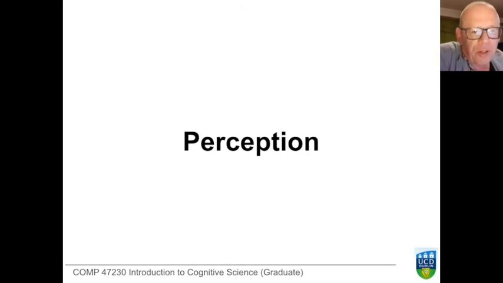We're now entering the fourth topic of this course, and it's a vast field. We're going to talk about perception. Now, this term can be understood in many different ways, and it is absolutely central to the concerns of cognitive science because, in some respects, perception describes the means by which we come to know the world around us, mediated by our senses. So let's talk about those senses first.